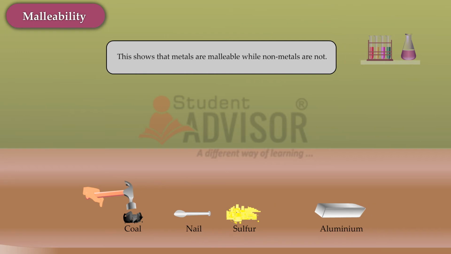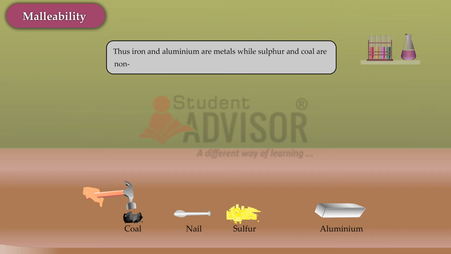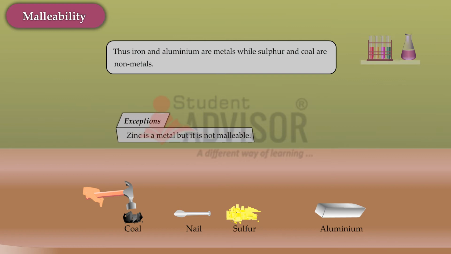This shows that metals are malleable while non-metals are not. Thus iron and aluminium are metals while sulfur and coal are non-metals. Exceptions. Zinc is a metal but it is not malleable.